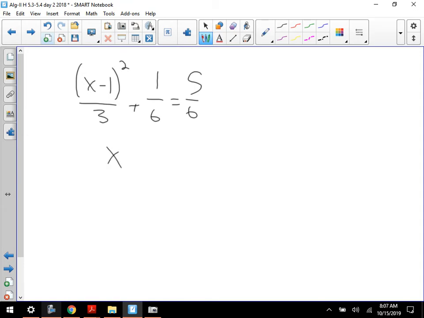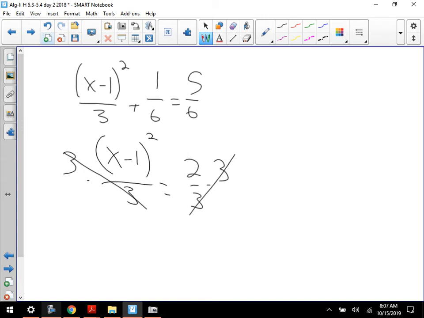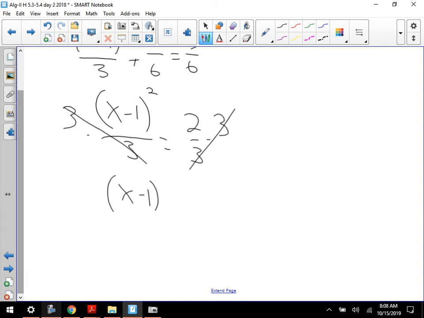Subtract the 6, you get x minus 1 quantity squared over 3 is negative 4/6. Okay? 2/3, which is, like you said, how much? 2/3. So we know that this is now 2/3. So how do I undo divide by 3? Those go away. You wind up with x minus 1 quantity squared is 2.